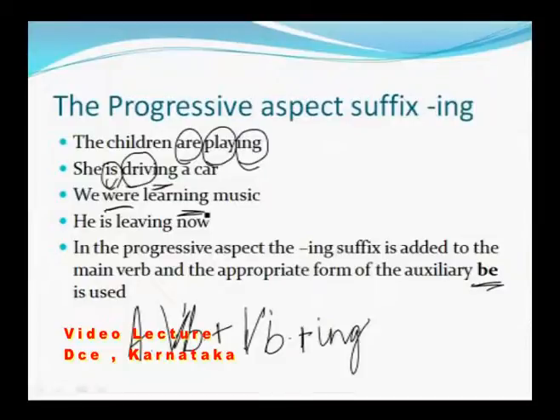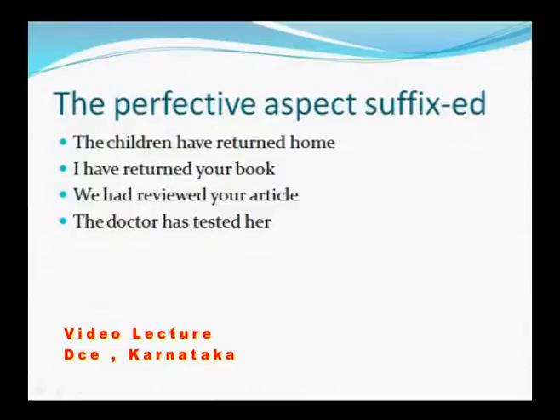He is leaving now. He is subject, is what? Auxiliary verb, leave is what? The main verb. It is followed by which form? An ing form. This is the progressive aspect, the third suffix that we have learnt. Now let us learn the perfective aspect suffix, that is ed.